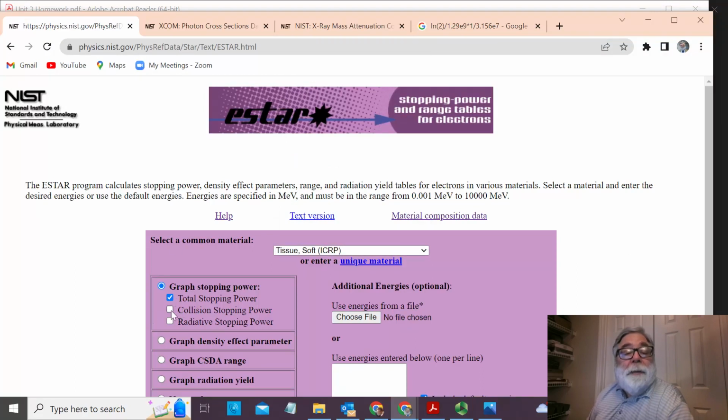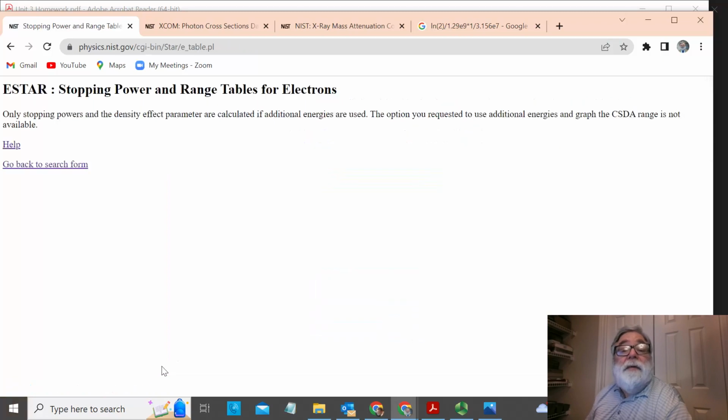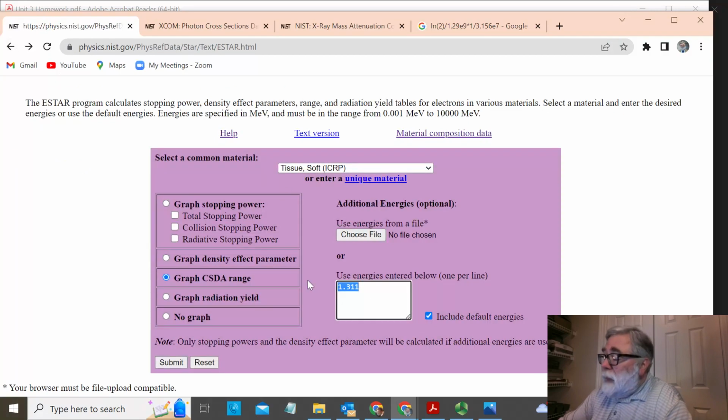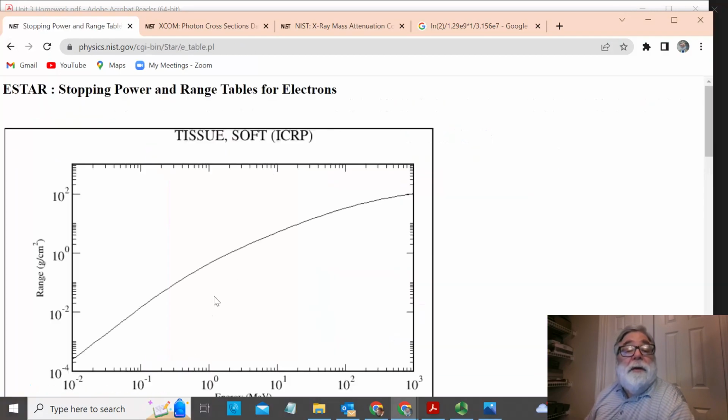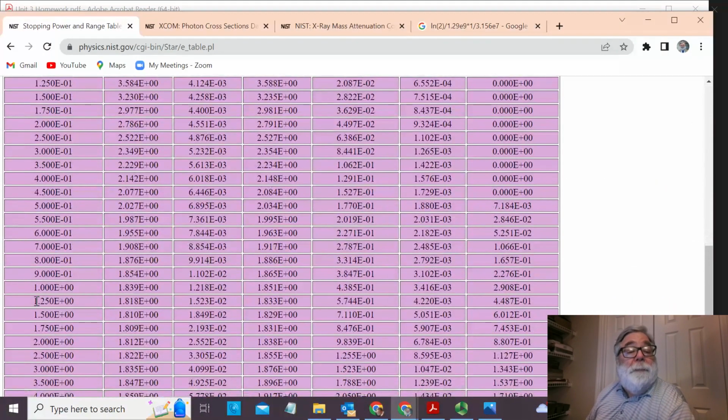I want the total stopping power, but I'm interested in the range. So I'm going to get rid of the stopping power as my focus, and I'm going to put the range there. And I'm going to see if I can put an energy in there. Submit it. Nope, you can't do that. That's only when you want the stopping power. So I've got to just go here and look at this. So let's go down. We want 1.3. Well, 1.25 is pretty close.